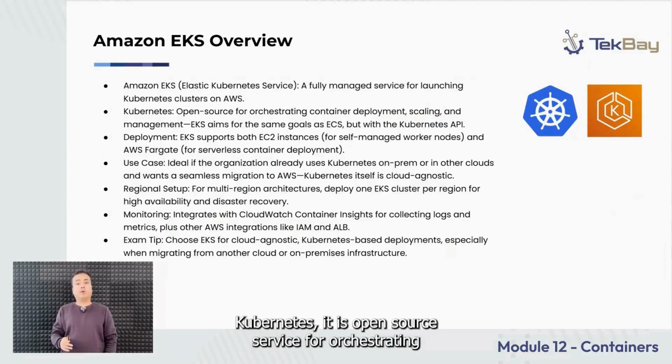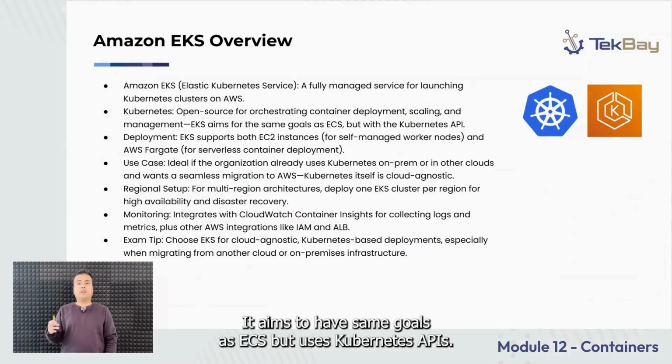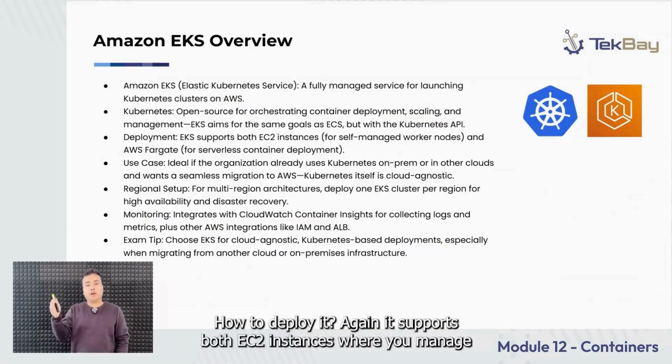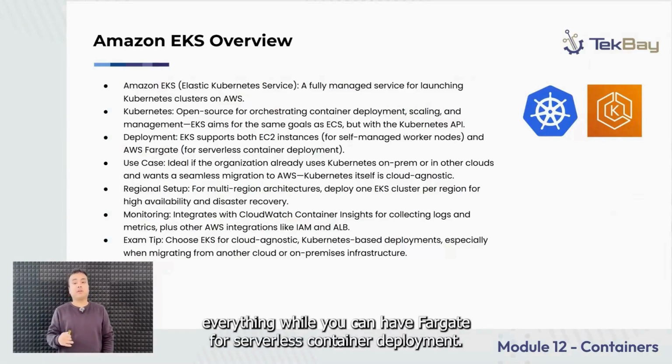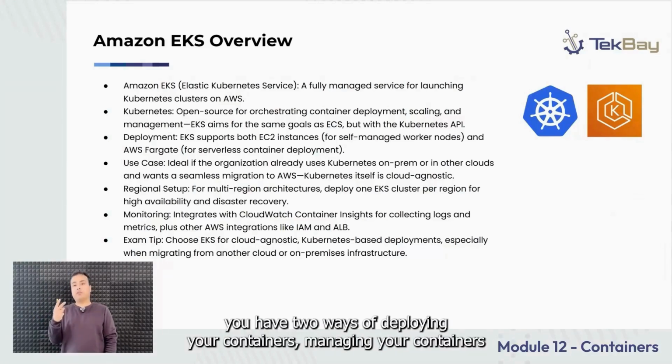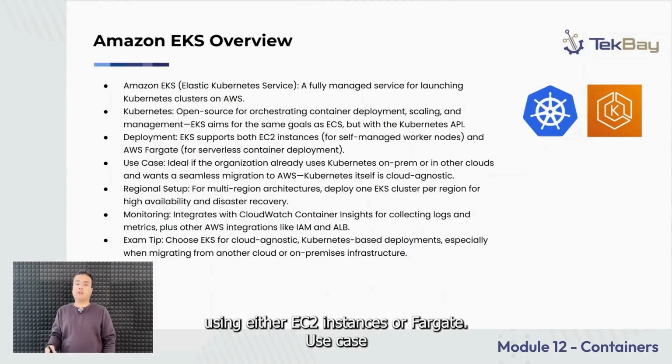Kubernetes is an open source service for orchestrating container deployment, scaling, and management. It aims to have the same goals as ECS but uses Kubernetes APIs. How to deploy it? Again, it supports both EC2 instances, where you manage everything, and Fargate for serverless container deployment. So it's just like ECS: you have two ways of deploying and managing your containers, either EC2 instances or Fargate.